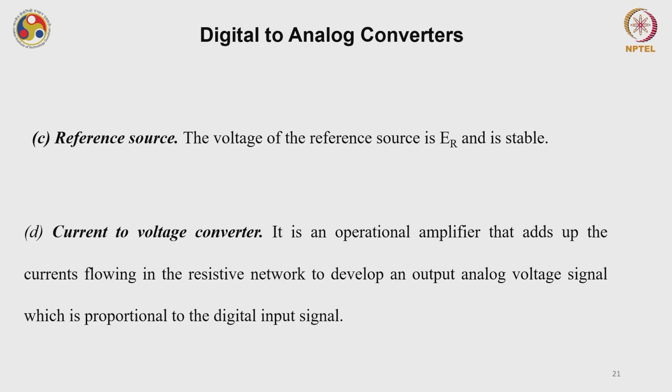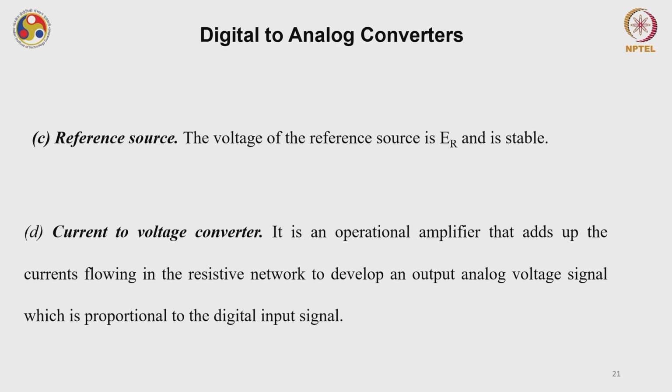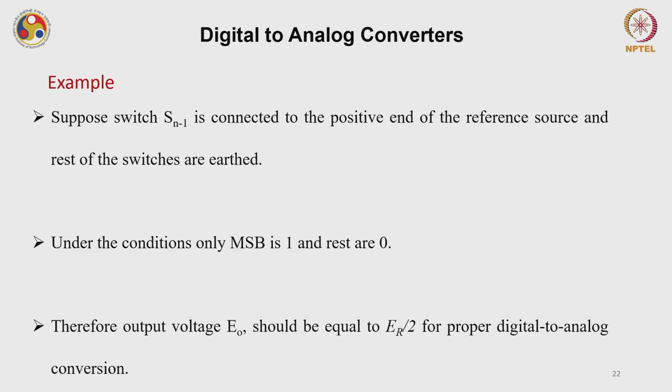Now you have a reference source in the form of ER. This reference voltage should be very stable in the case of this kind of DAC. You also have a current to voltage converter, which is basically derived by using an op-amp that you have seen. This op-amp adds up the current flowing in the resistive network to develop an output analog voltage signal, which is proportional to the digital input signal. Fine, so let us see this with one example.